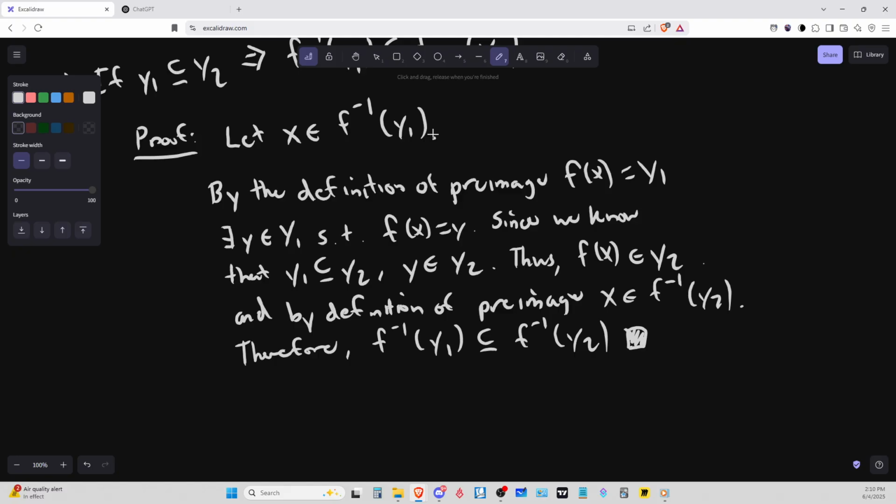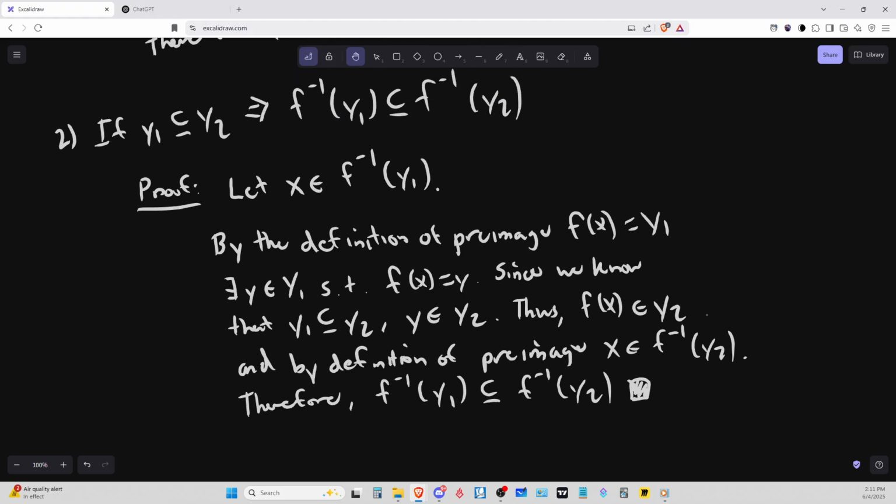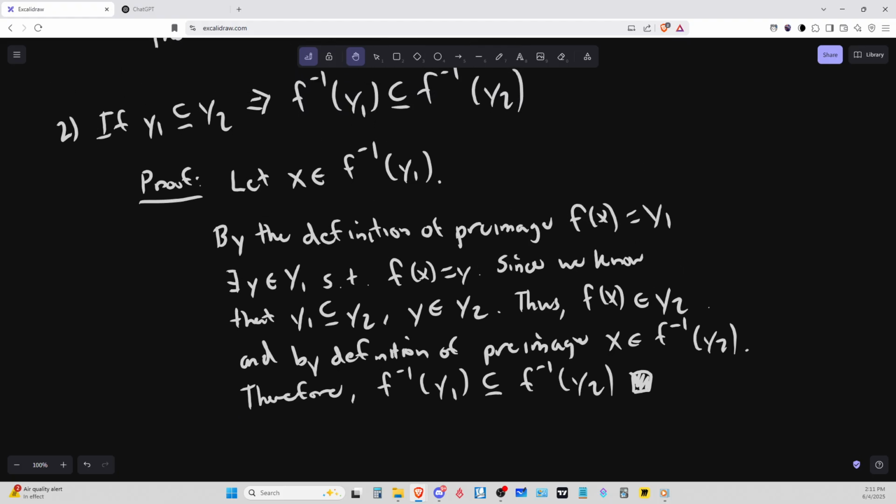By definition of the pre-image, I think that should be fine. If anyone in chat sees any flaws with the way I wrote this proof, let me know.